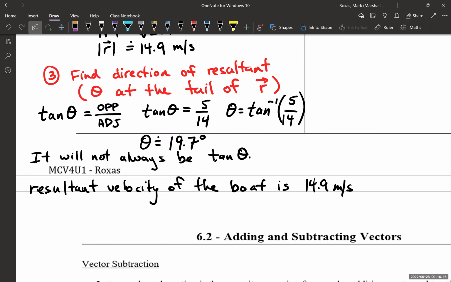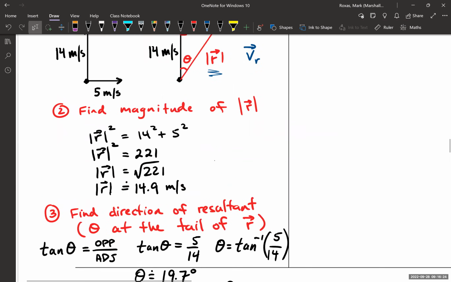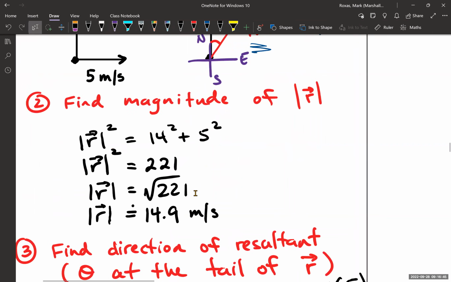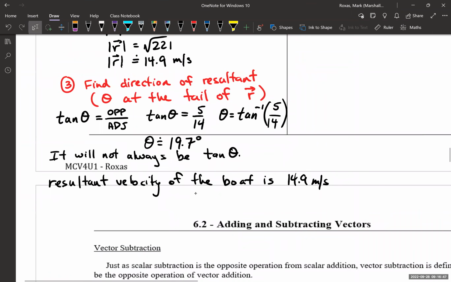If the question is giving you north and east as part of the given vectors, then you have to use a quadrant bearing or a quadrant angle. Imagine a compass, north, south, east, west. That angle theta is going to be north, swinging theta degrees toward the east. So I'm going to say north 19.7 degrees east.